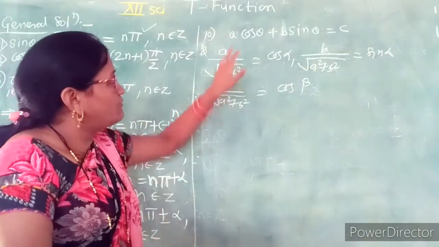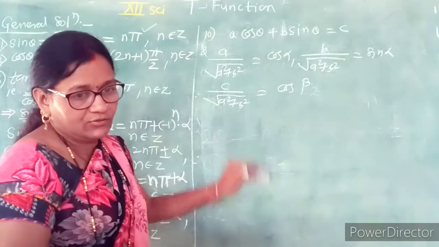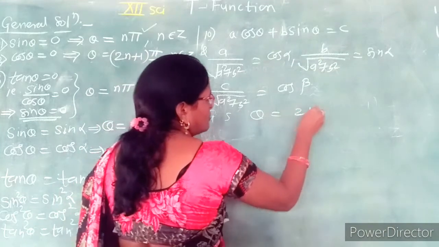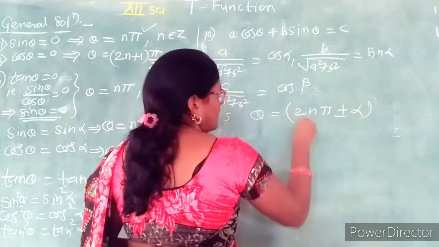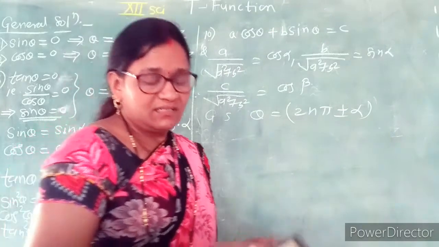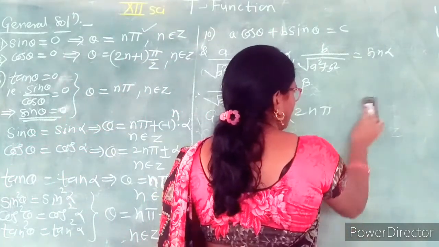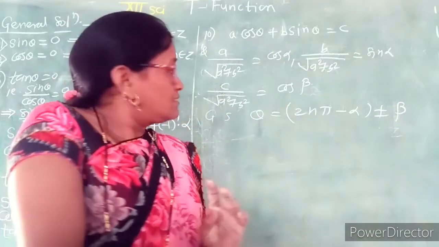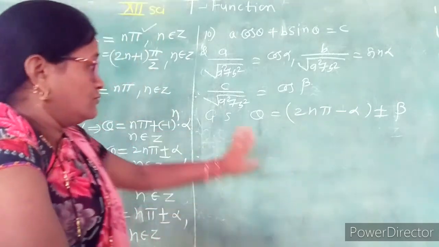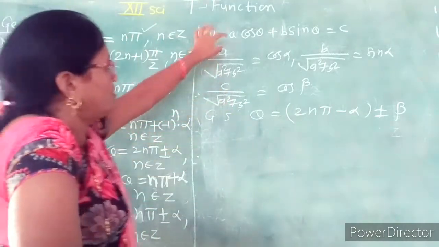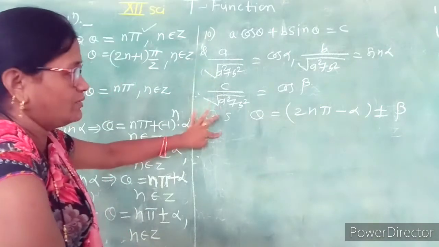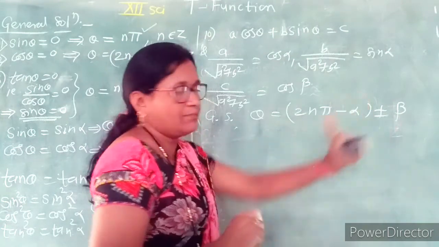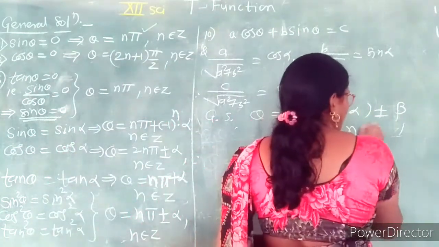So with the help of this, we find the solution of this equation. The general solution is theta equal to 2n pi plus minus, instead of alpha, you take beta. 2n pi minus alpha plus minus beta. So this is the theorem. You have to prove that for this equation, if these values are given, then the general solution is theta equal to 2n pi minus alpha plus minus beta, where n belongs to Z.